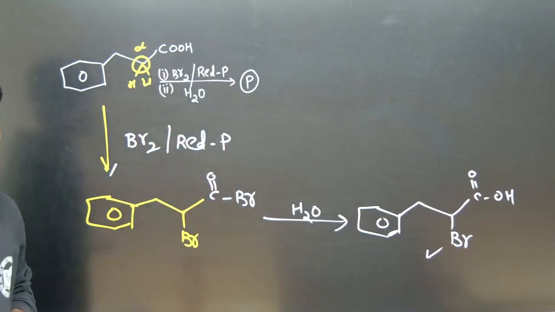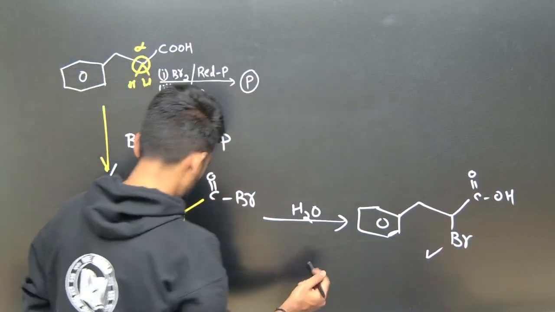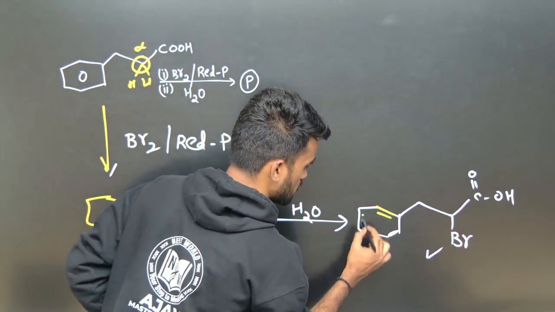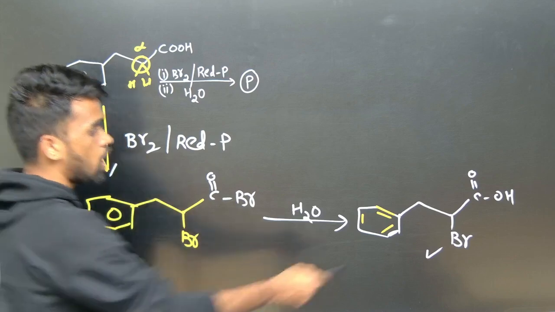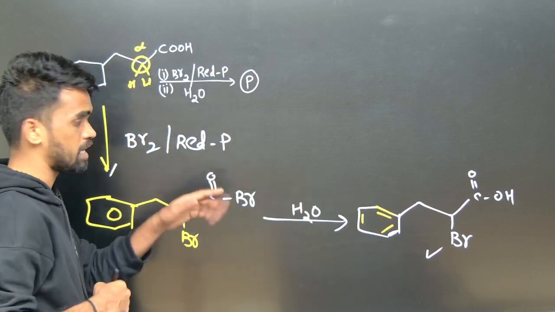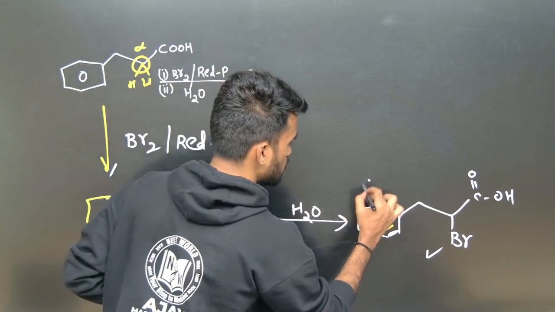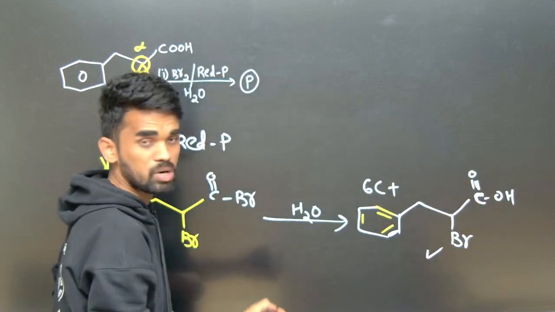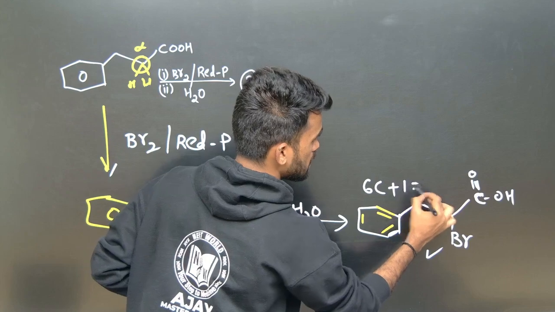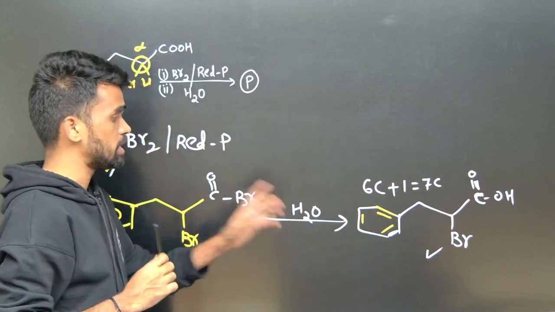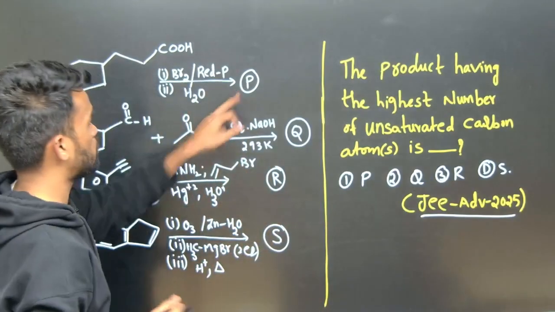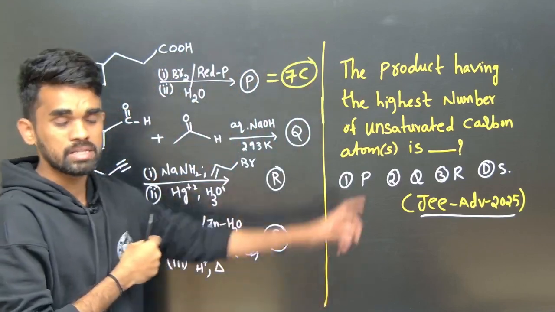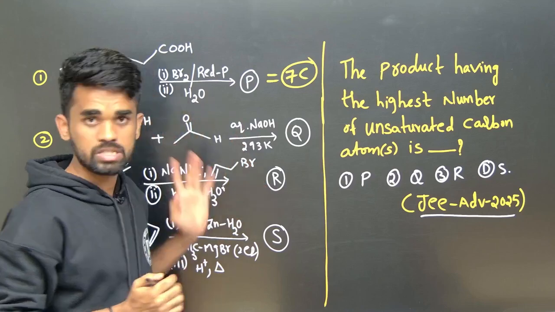Now how many carbons are unsaturated here? In this benzene ring we have 3 pi bonds, so all these 6 carbons are unsaturated, all sp2 carbons. So 6 carbons here, plus this carbon is also sp2, having 1 pi bond along with the sigma bond. So this is 1. Total 7 carbons are sp2 in this reaction. So for product P, 7 unsaturated carbons are there in the first option.